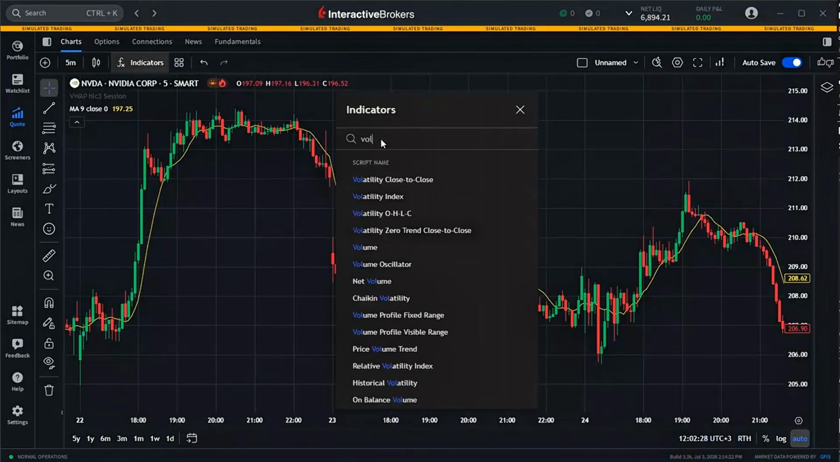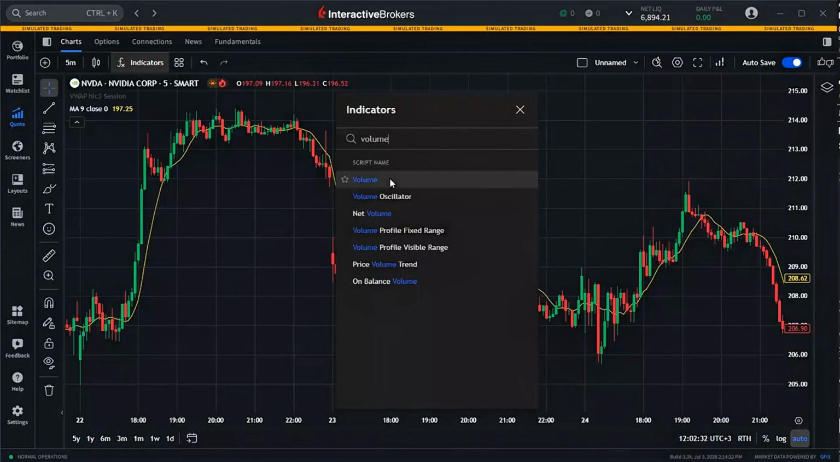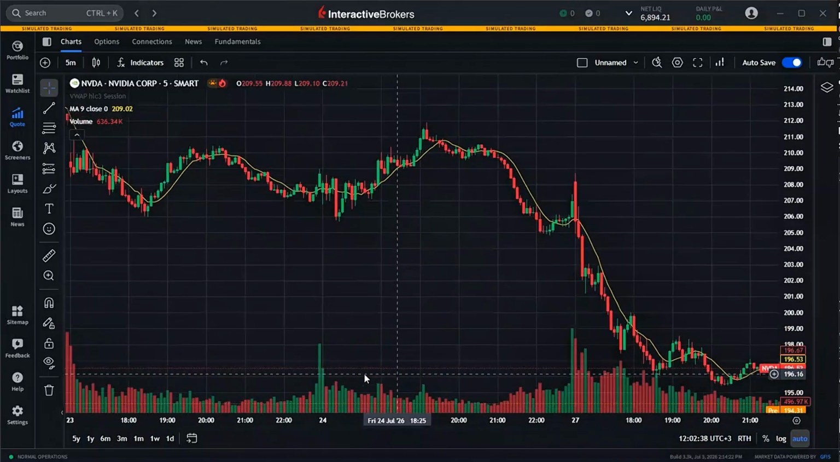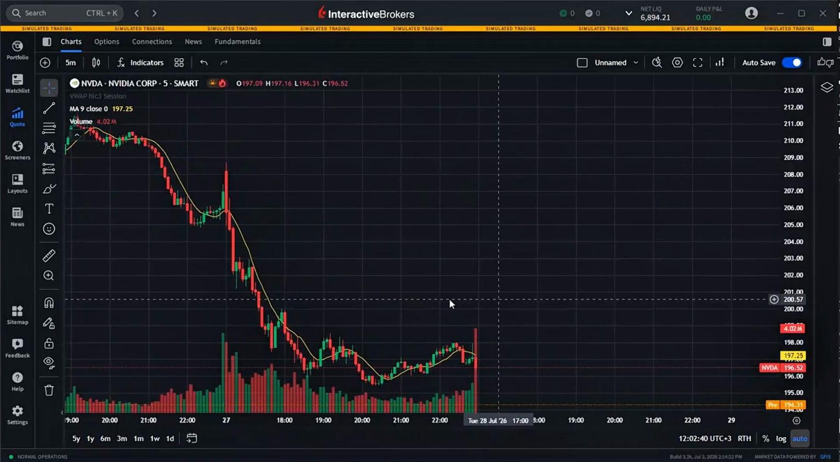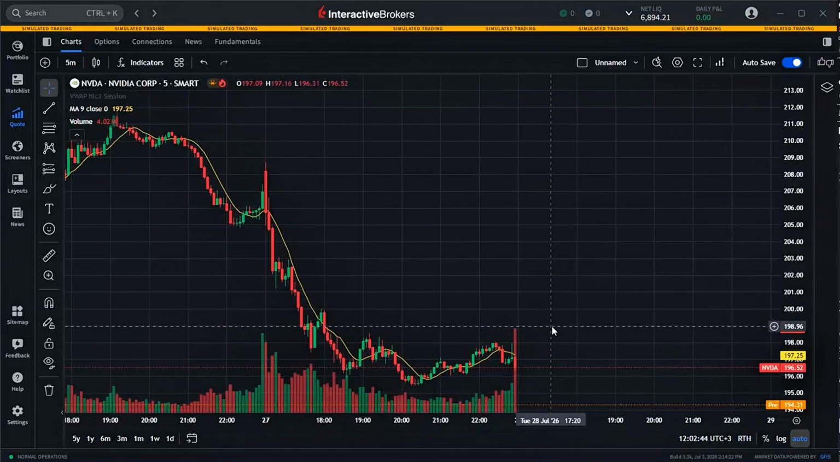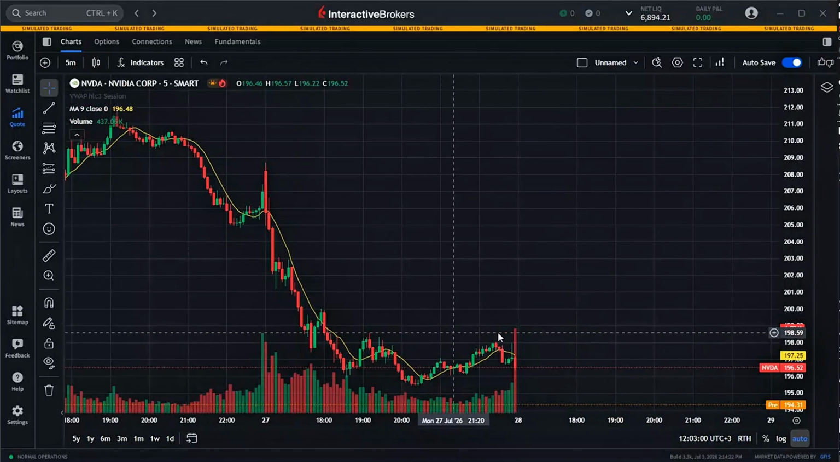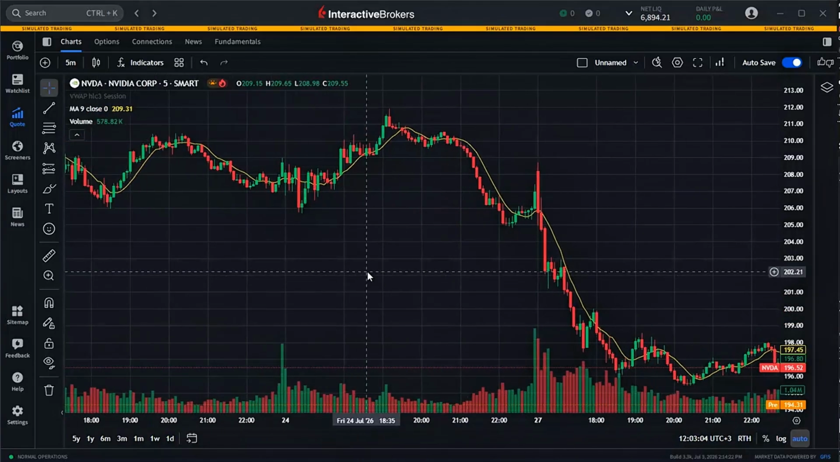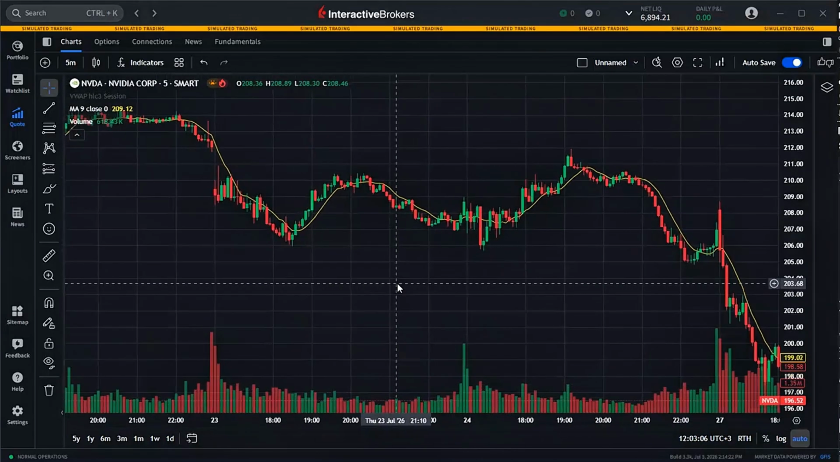You can search for the volume indicator. There's a volume oscillator, net volume. If you go with the volume, this is the original one. This is basically just going to show you where the volume is. I normally use this volume during the market open. That is when you can see how much volume is there, so that you can get into the market. You normally want to get into the market when there is good volume, especially when trading stock options.